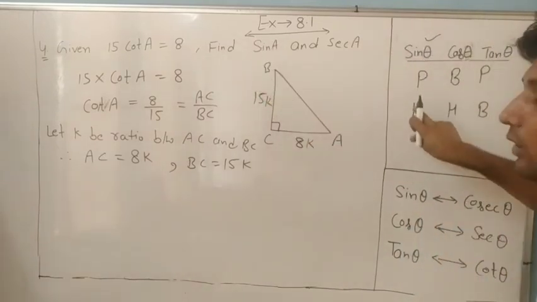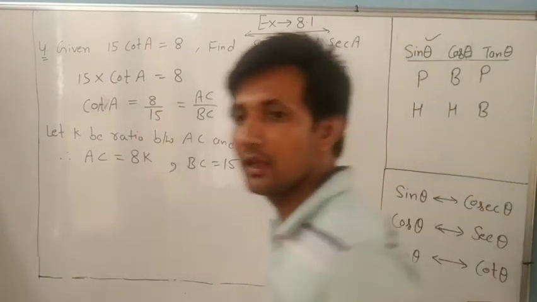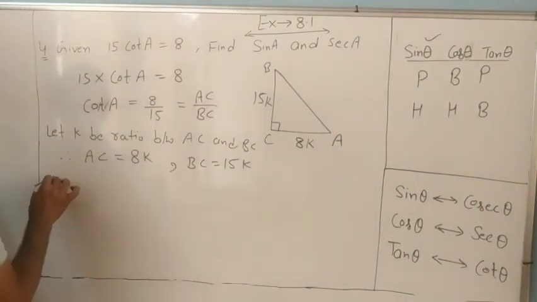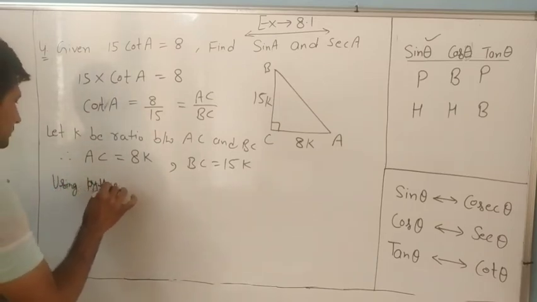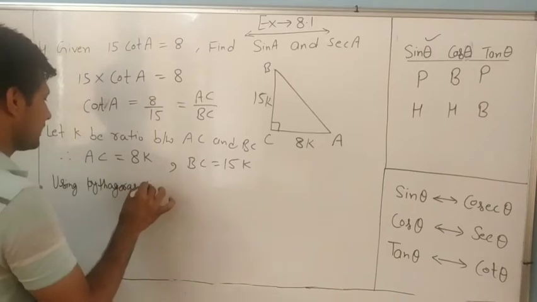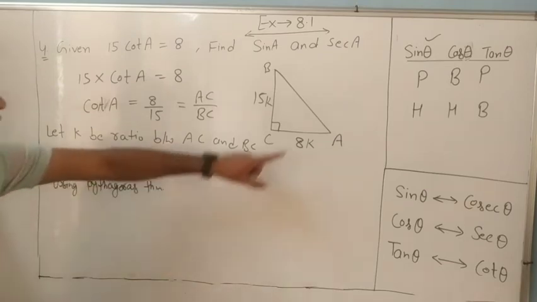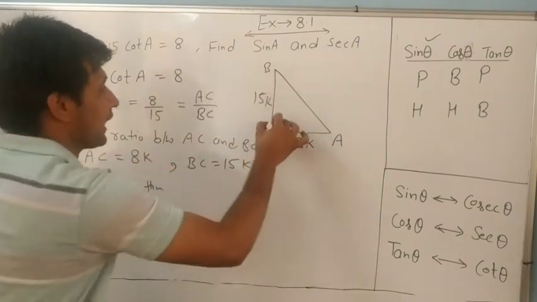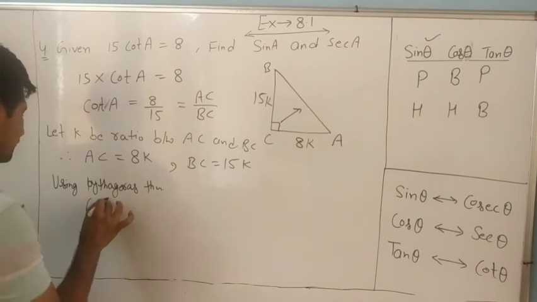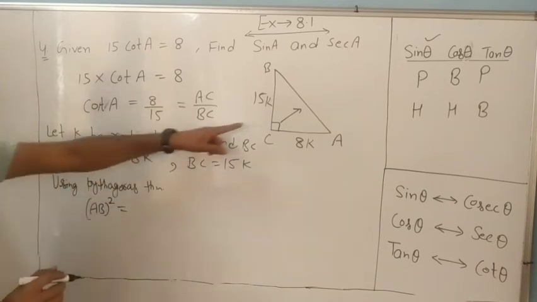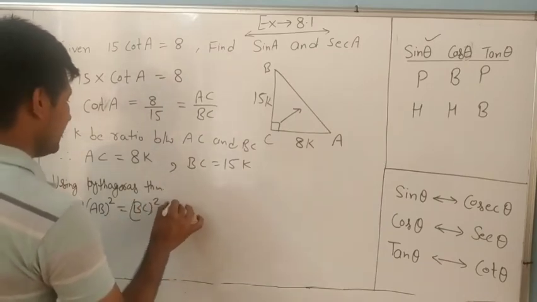And we want to find sine. Sine means perpendicular by hypotenuse. So first we will find the hypotenuse. Write using Pythagoras theorem. What is Pythagoras theorem? Square of hypotenuse. Hypotenuse is always opposite of 90 degrees. AB square equals BC square plus AC square.